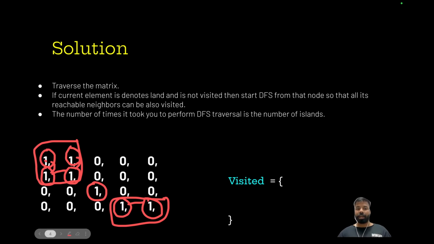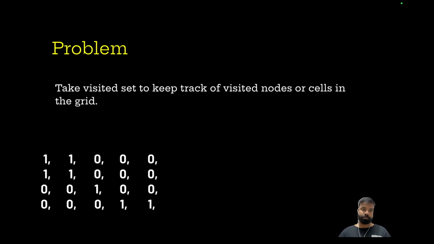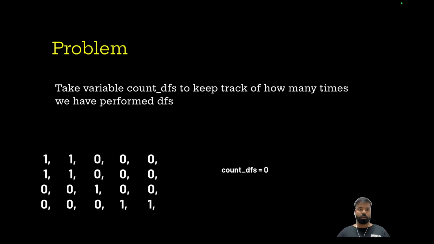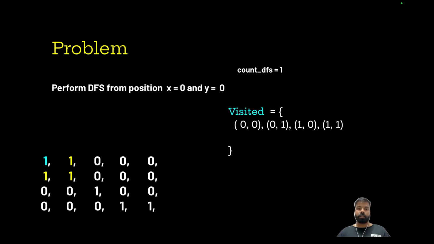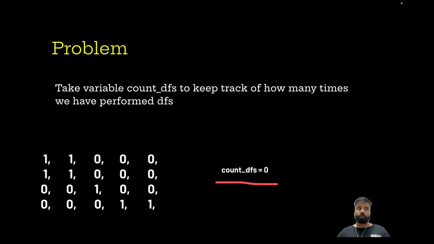Okay, so I did a total of 3 DFS calls, and that means there are a total of 3 different islands, or you can say 3 different connected components. Here we are using a single global visited set that helps us keep track of all the different nodes that we have visited, so that we do not revisit them. And we have another variable called count DFS that will keep track of how many times we have performed the DFS algorithm, since the total number of times we have performed the DFS algorithm is the total number of islands or the total number of connected components.